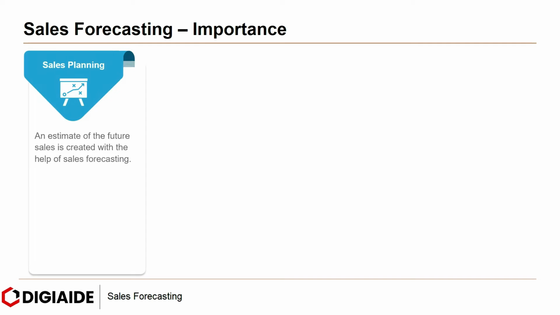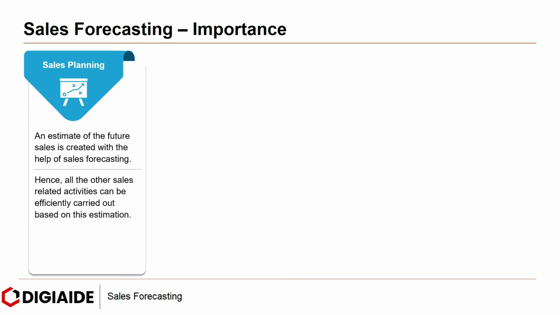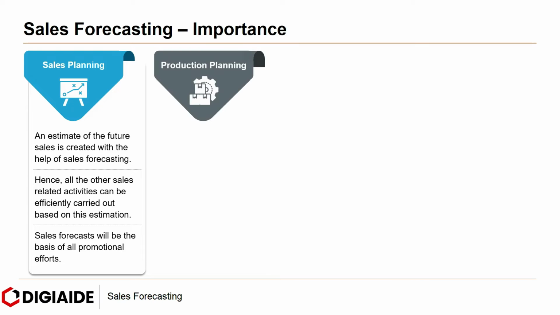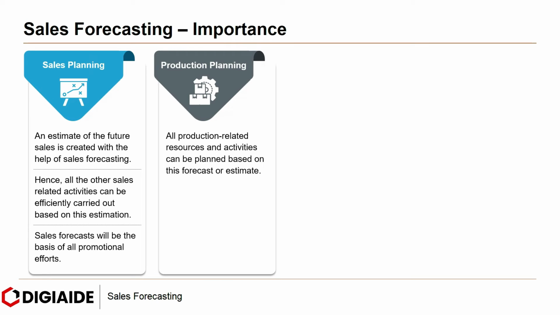First, sales planning. An estimate of the future sales is created with the help of sales forecasting. Hence, all the other sales-related activities can be efficiently carried out based on this estimation. Sales forecast will be the basis of all promotional efforts. Next, helps in production planning. All production-related resources and activities can be planned based on this forecast or estimate. Overproduction and underproduction can be overcome with the help of this.